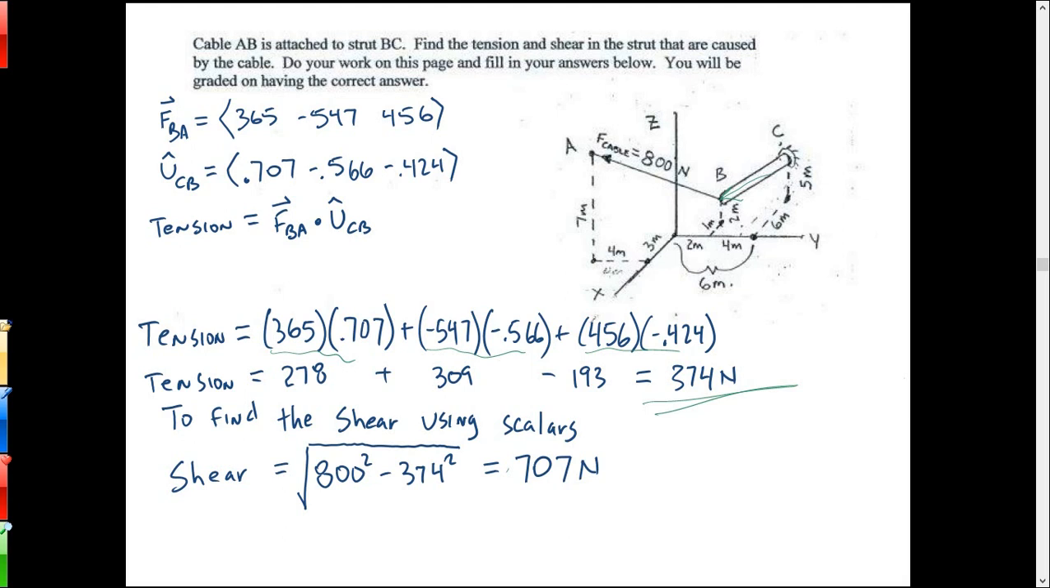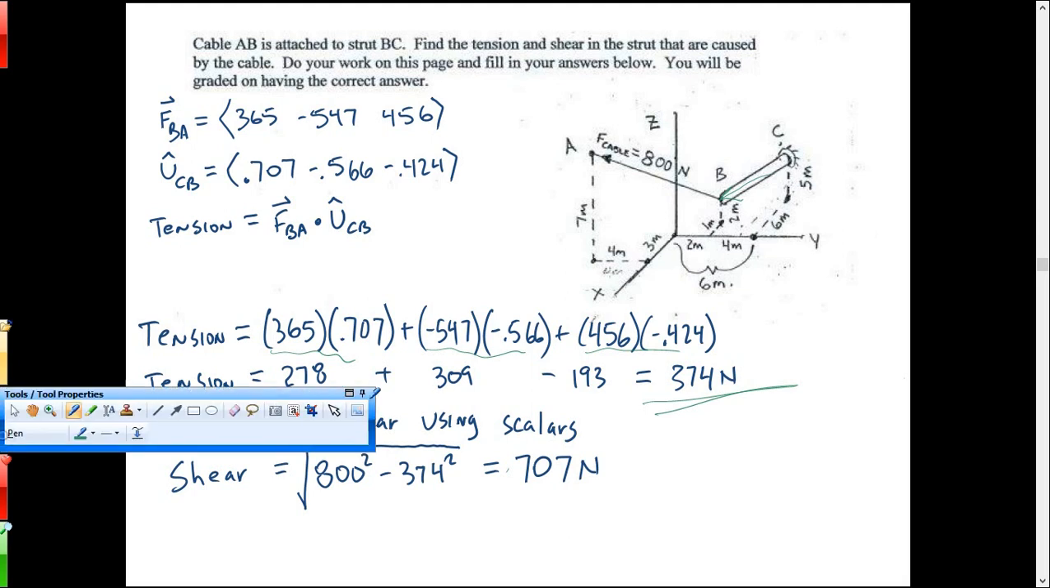Now I know the total force is 800. I know this tension is 374, so I can use the theorem of Pythagoras to get the shear. If all I want is the magnitude of the shear, I can just use theorem of Pythagoras and back into what it is, okay?